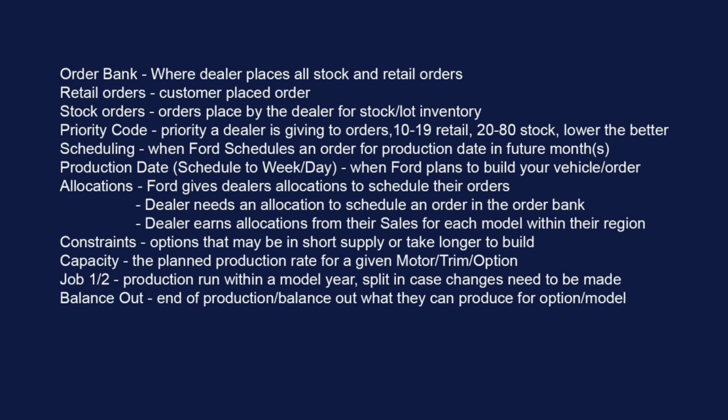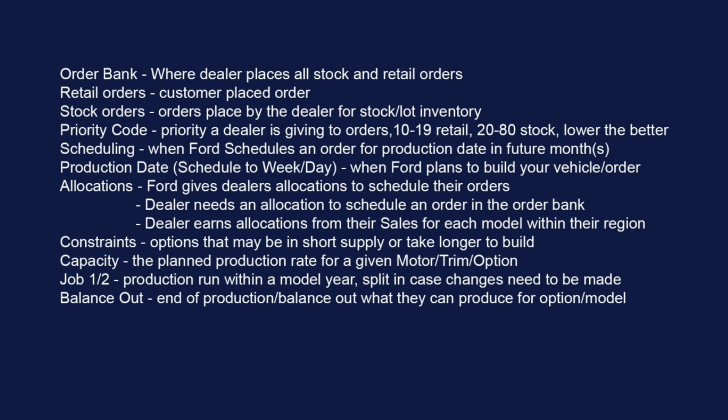Constraints are options that may be in short supply or take longer to build, so they can't build as many. Capacity is the production capacity. So if they say they're going to build 50% hybrid on the Maverick, that's your capacity of how many orders can be built or scheduled with that on there.